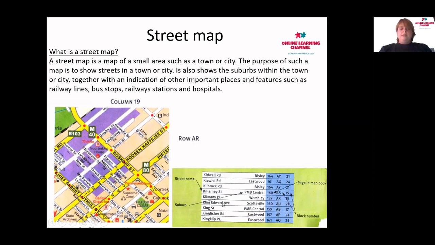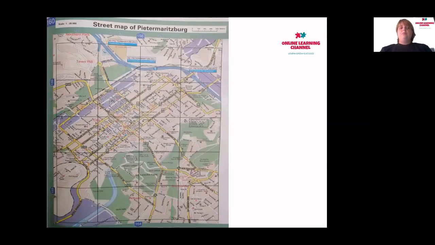So let's say, for instance, we want to go to Canary Street. That will be the street name. So if you look, it's going to tell you where it is. It's in Pietermaritzburg Center. It's on page 160 of this map book that we're busy with. It's on block AS and it's block number 19. So this is column number 19. So this will probably just be the next block that you can't see on this map. There's a street map of Pietermaritzburg.